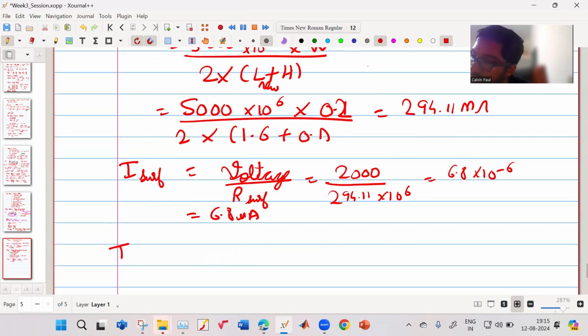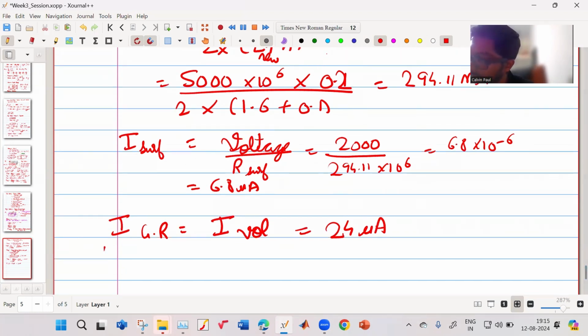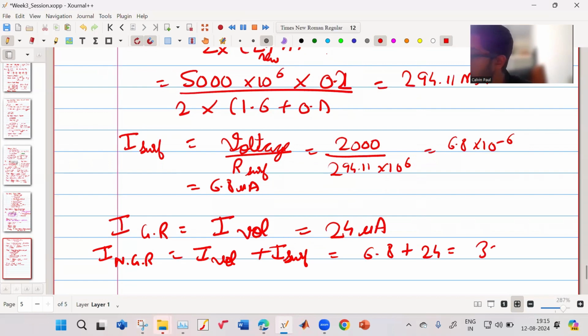So the current which will flow when there is a guard ring is just my volumetric current. That is 24 microampere. But the current which will flow when there is no guard ring is the volumetric current plus the surface current. That is 6.8 plus 24. That becomes 30.8 microampere. Okay.